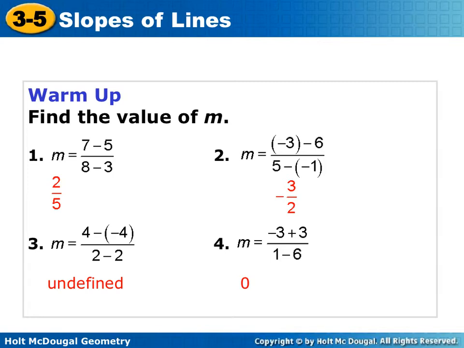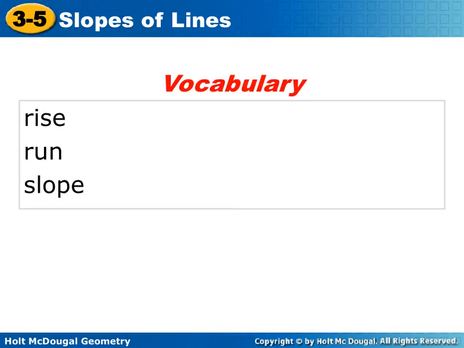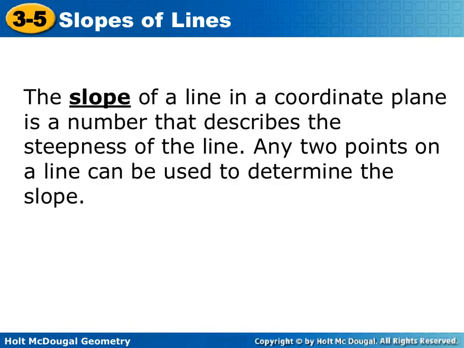This section deals with slopes of lines. Should be real familiar with this from Algebra 1. A lot of time was spent on finding the slope of a line. From there, we're going to use slope to tell if the lines are parallel or perpendicular. Not much vocab in this section. You've got rise, run, and slope. Basically, slope is how steep a line is. It can be negative, it can be positive, it could be 0, or it can be undefined.